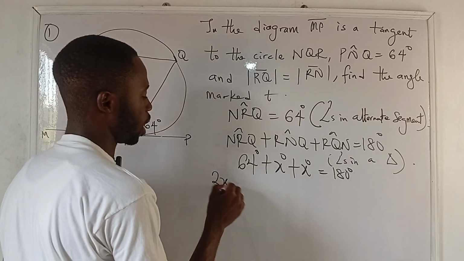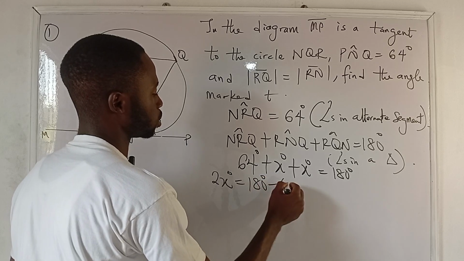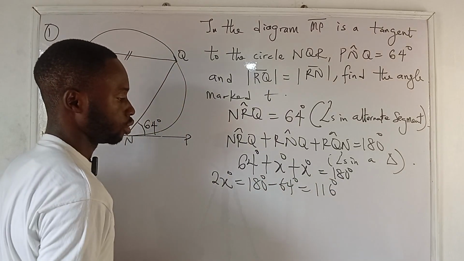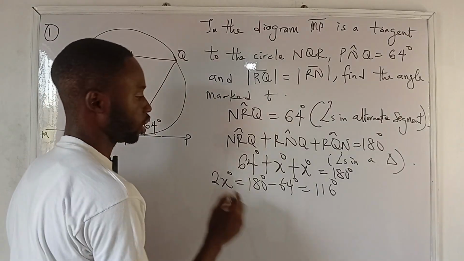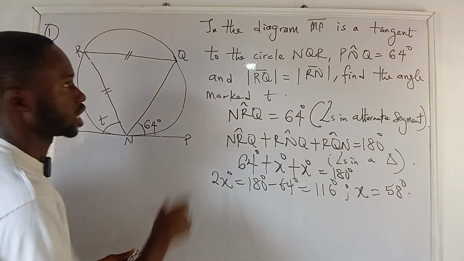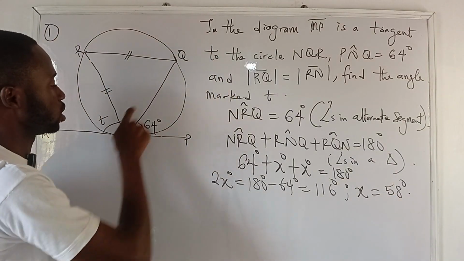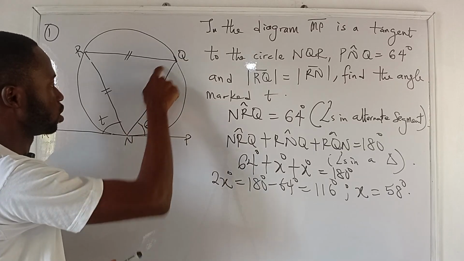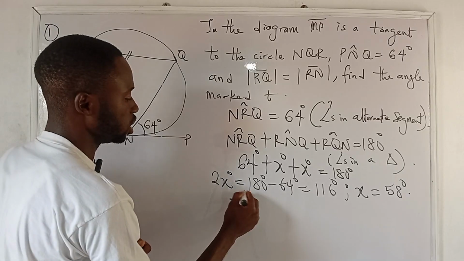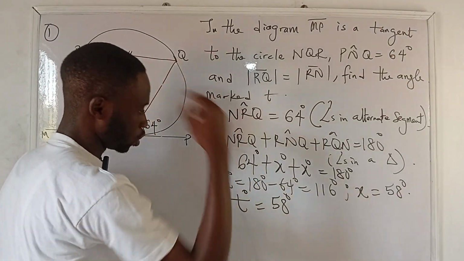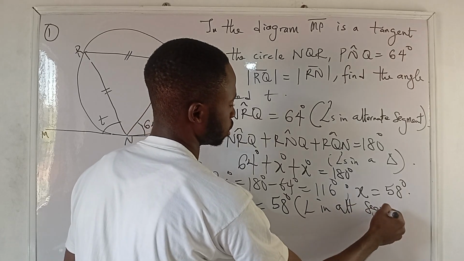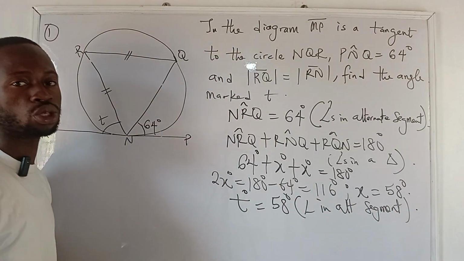Then we can say that 2x will give us 180 degrees minus 64 degrees, and that will give us 116 degrees. Right? If we subtract, that will give us 116. So divide both sides by 2. Therefore, x will give us 58 degrees. Now we know that this is 58 degrees, this is 58 degrees, because they are both the same. And remember that I said angle T is alternate to this angle here. So therefore, T equals what? 58 degrees. So we can say angles in alternate segments. So we've just solved the question.